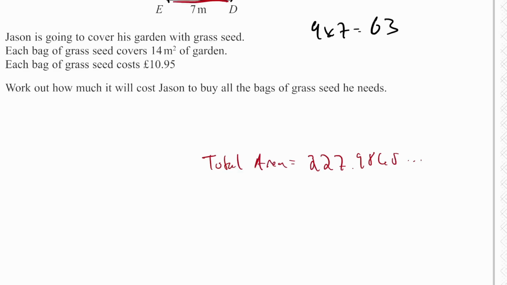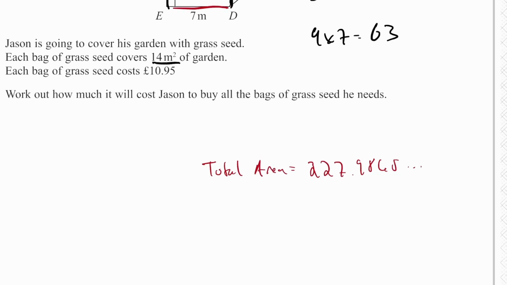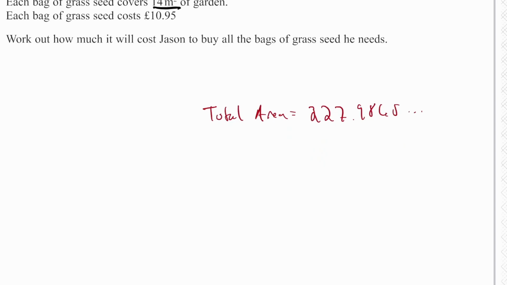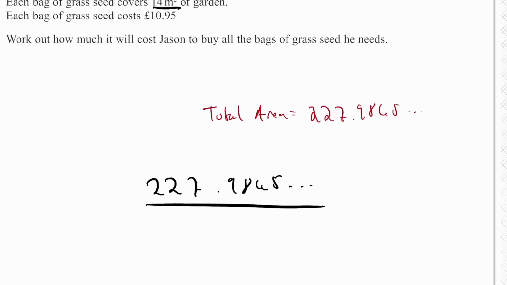Okay, so now we've got the total area, and we're told that each bag covers 14 meters squared. So how many bags do we need to cover the whole area? So you just do 227.9845 divided by the amount of area that one bag covers, which is 14 meters squared. And if you put that into your calculator, you should get approximately 16.28 bags.